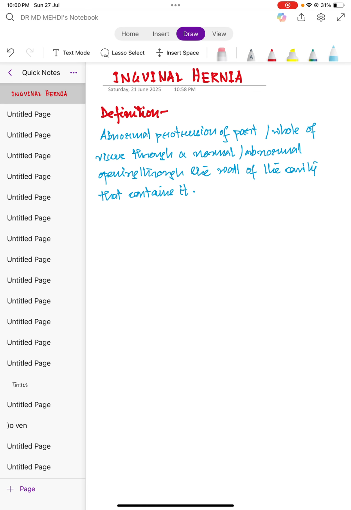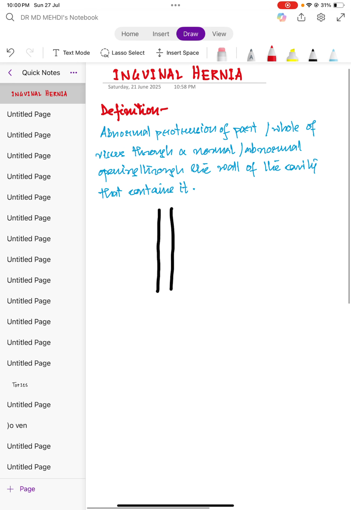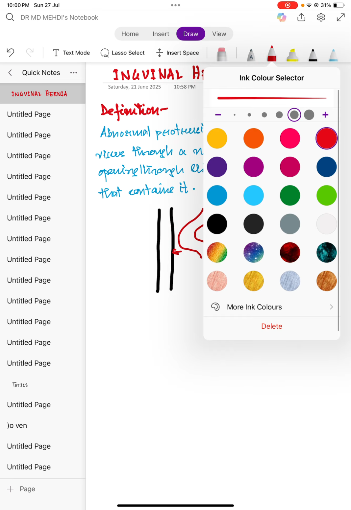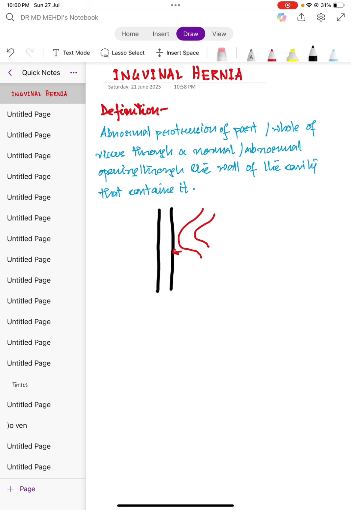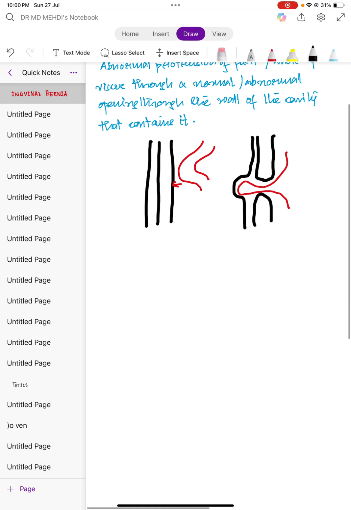It means, if suppose I am having a wall here, and here is my viscus, if it is pushing and it develops a defect, here is the skin, and due to the presence of the defect, the part of the viscus can come through, then this is the hernia.